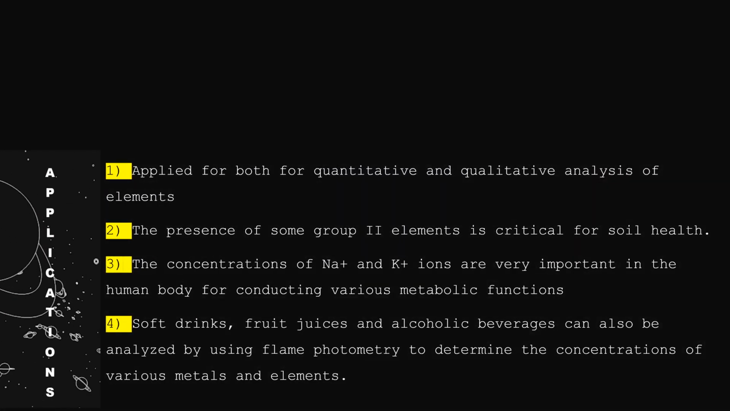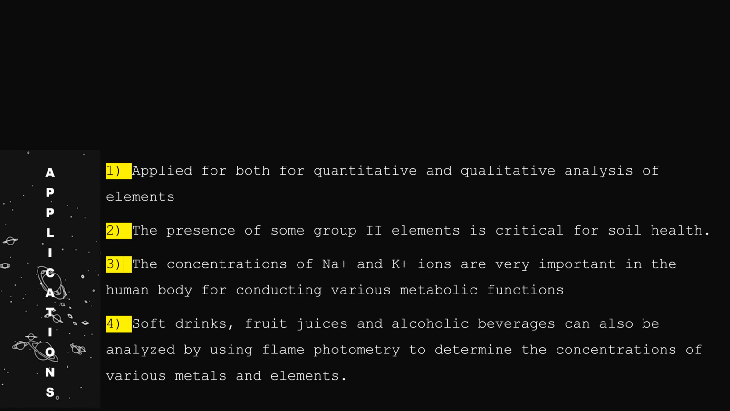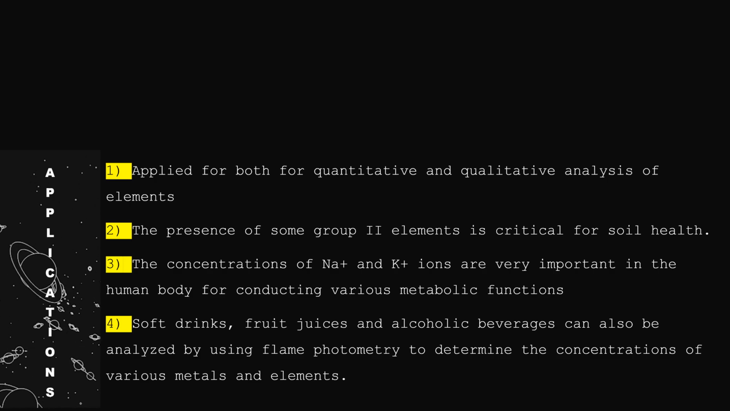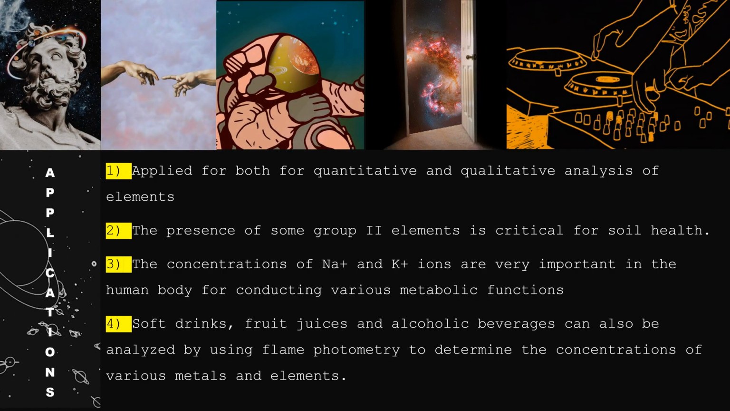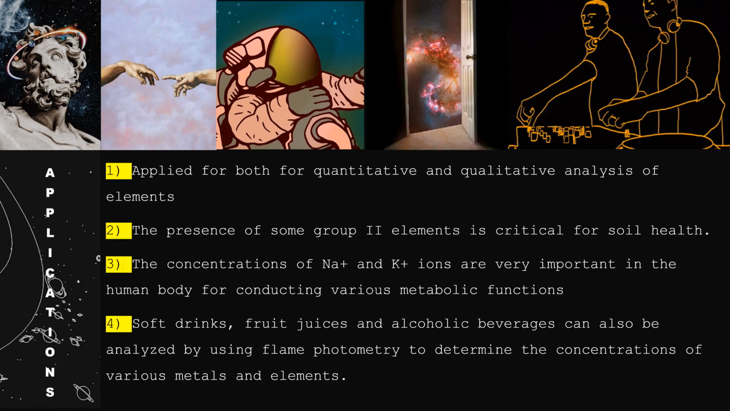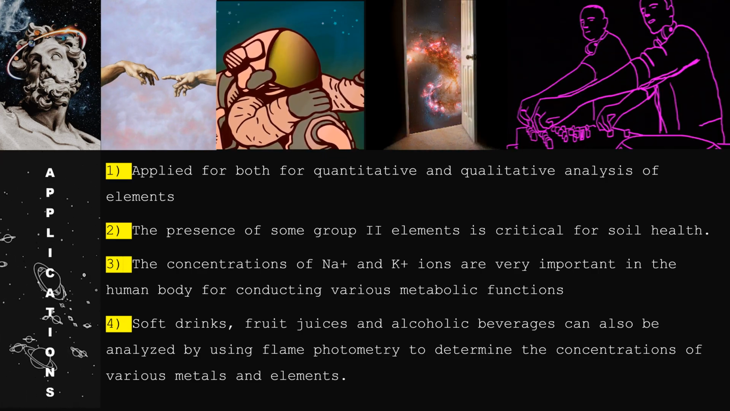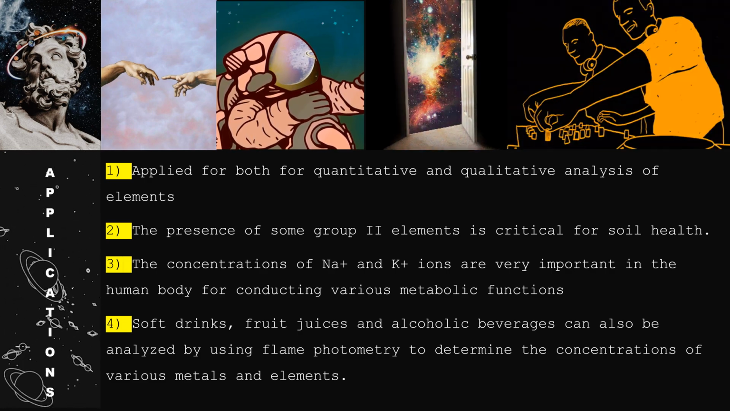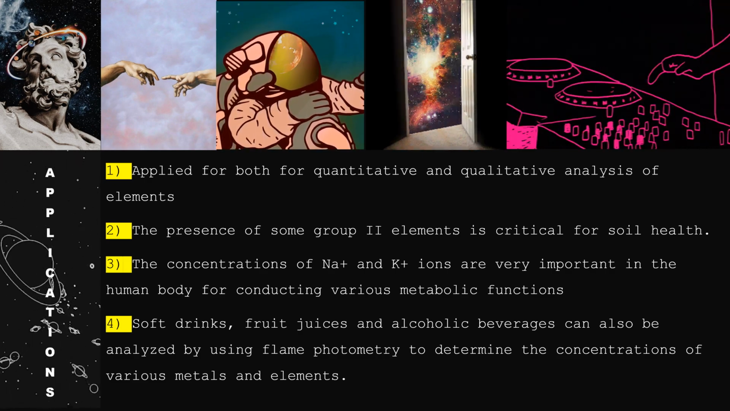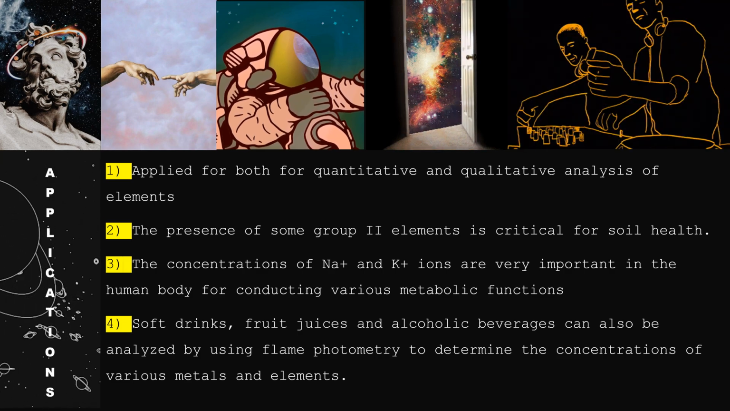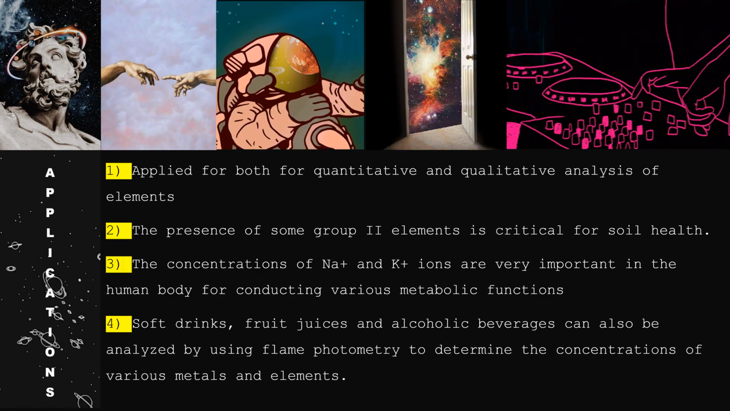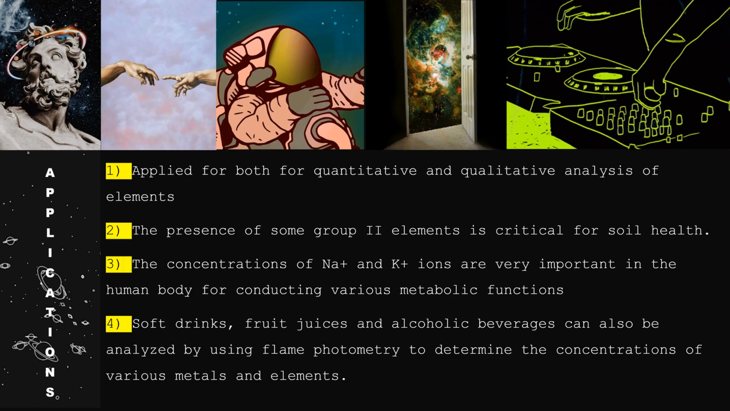I am so sorry, guys, to add this tiny bit of information, but this is important: the applications. Now, the flame photometer can be applied for both quantitative and qualitative analysis of elements. The radiations emitted by the flame photometer are characteristic to a particular metal. Hence, with the help of a flame photometer, we can detect the presence of any specific element in the given sample.